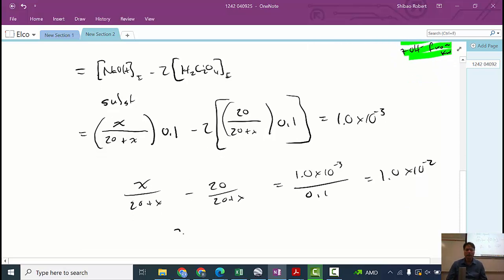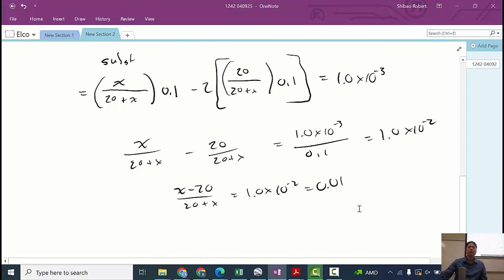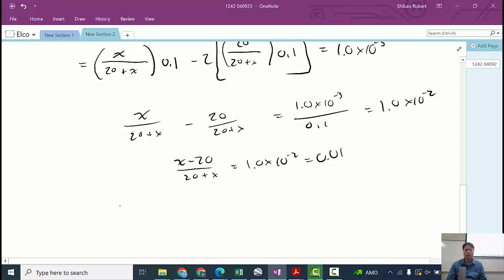And then we're going to get (x minus 20) over (20 plus x) is equal to 1.0 times 10 to the minus 2, which is just equal to 0.01. And so I'm just going to go through the steps of solving this. x minus 20 is equal to 0.01 times 20. It should give us 2.